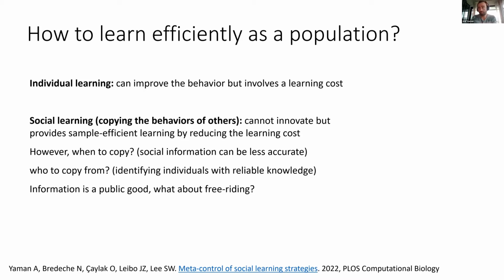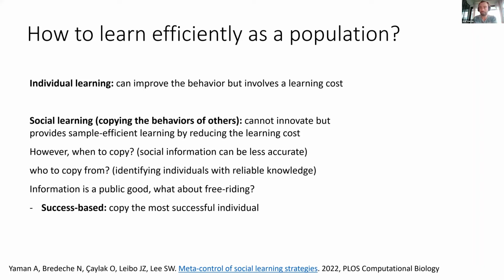In this case, if the environment changes, for example, then the population will not be able to learn. They will just copy the behavior of others, and this would be suboptimal. In this work, we selected two strategies: individual learning plus these two social learning strategies.